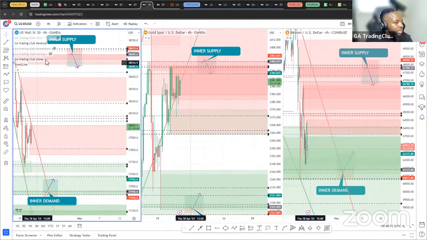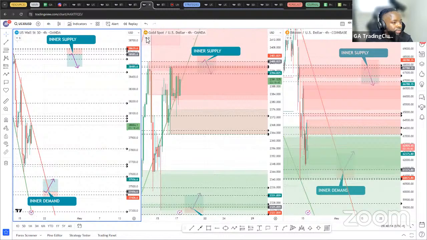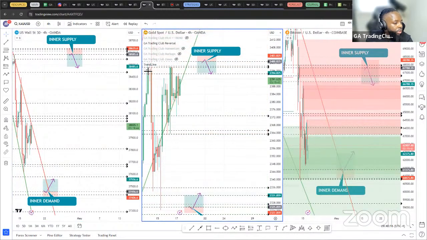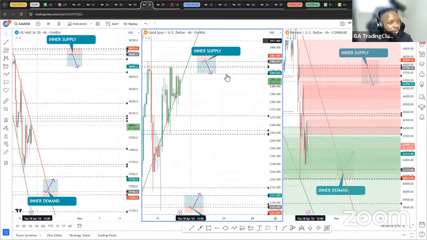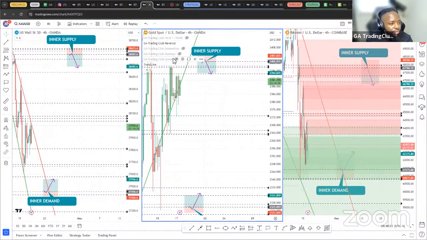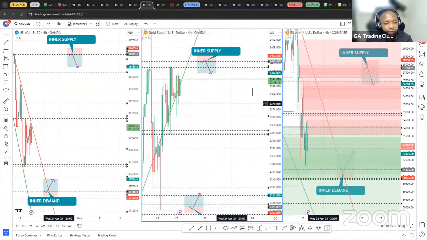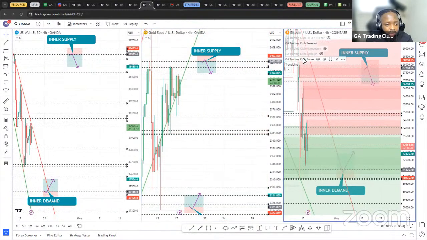This is the 4 hour setup. Price is pretty much far away from all these zones on the 4 hour. Maybe gold level on the 4 hour time frame, we do have a potential sell. So we have a potential sell on gold at 2,400, which is a psychological level.